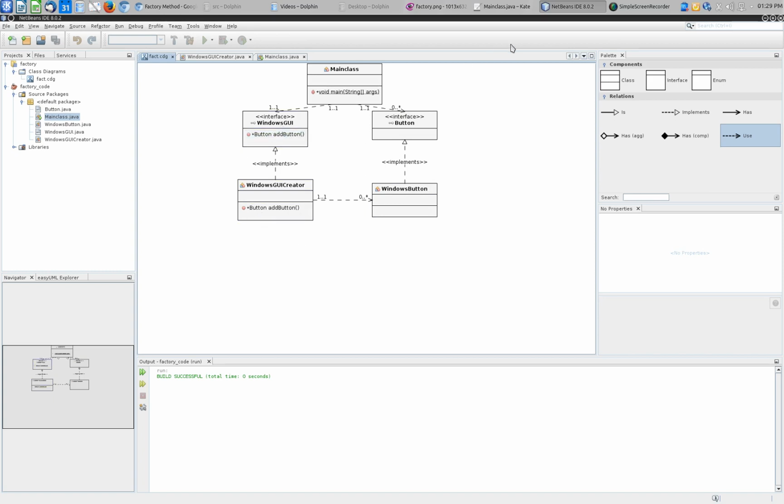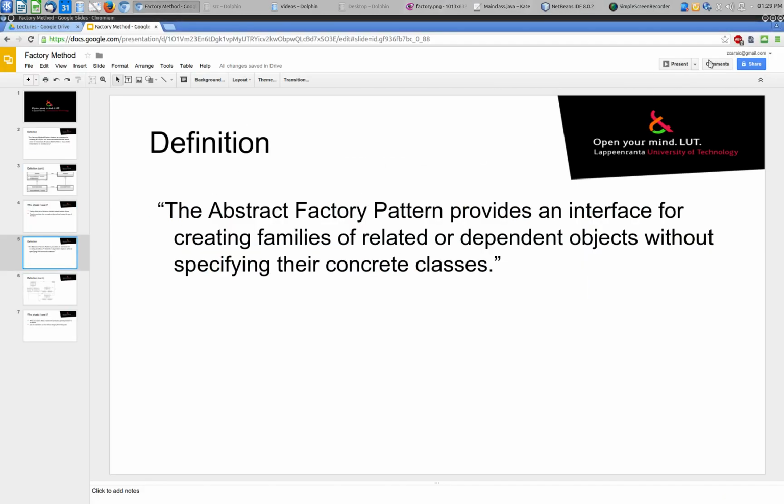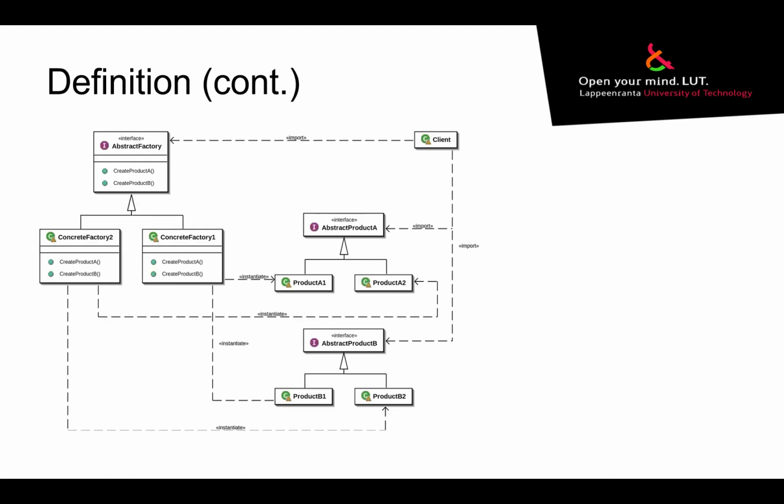Then let's dive into the abstract factory. These two are in the same lecture because they are very similar to each other, as can be seen from the names. What the abstract factory does is provide an interface for creating families of related or dependent objects without specifying their concrete classes. So here's the definition. A little bit more complicated than with the factory, but it's practically the same.